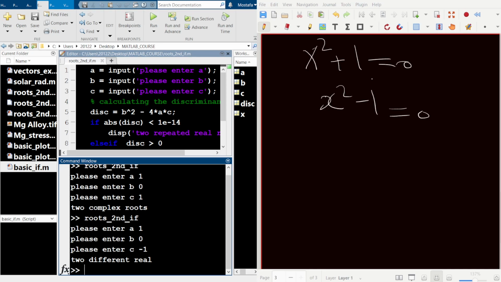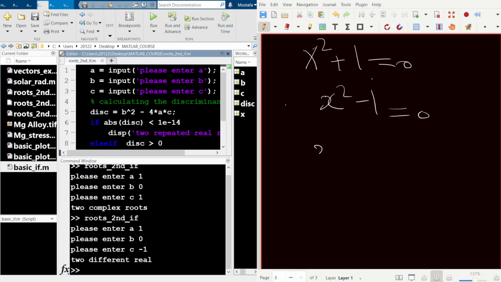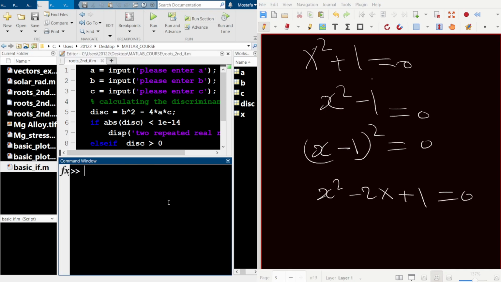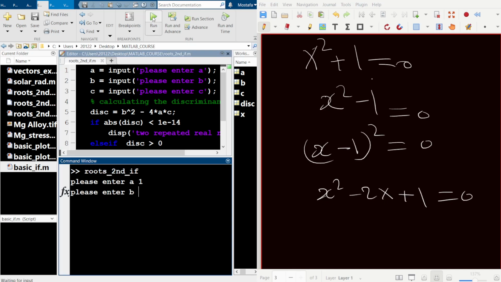Let's try to come up with equal roots. So something like this. It's going to be x squared minus 2x plus 1 equals 0. So let me run the code again. CLC will help us to see what's going on. So a is 1, b is negative 2, and c is 1. So two repeated real roots.